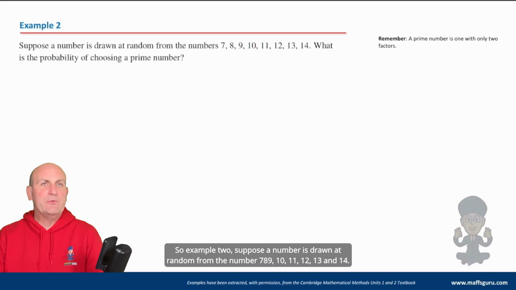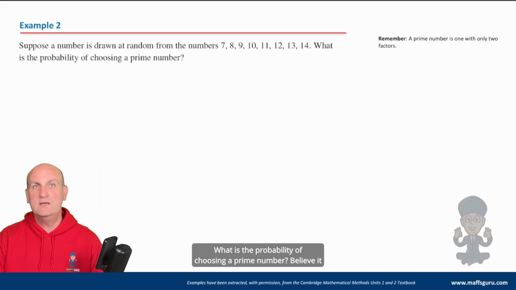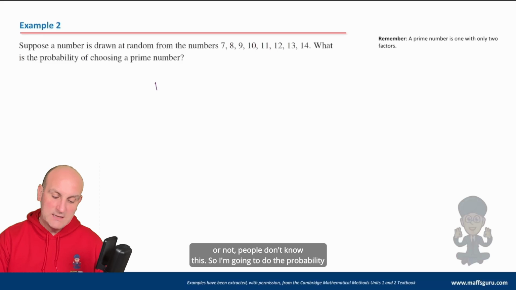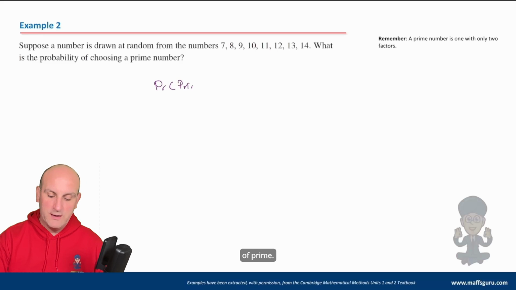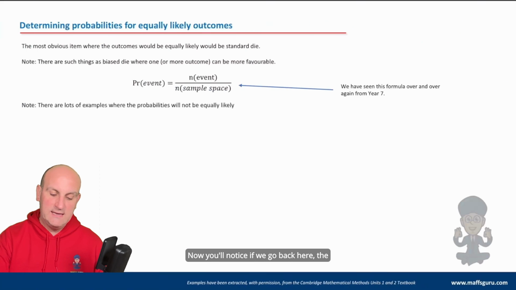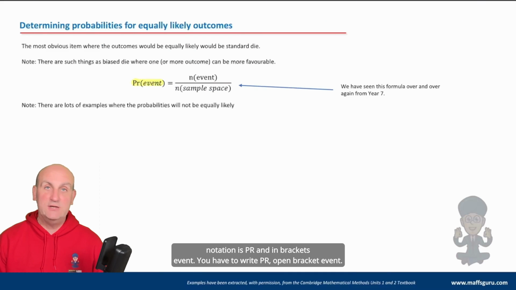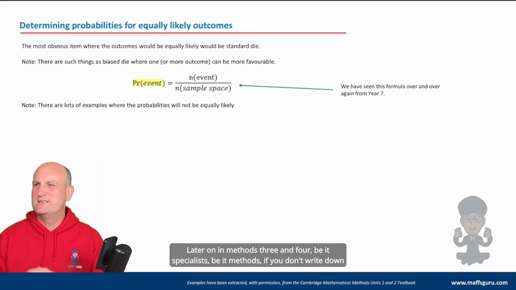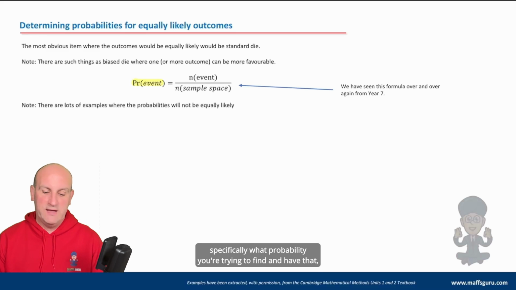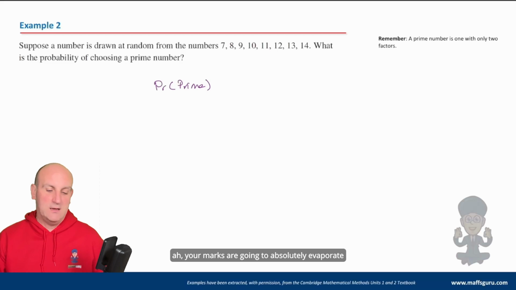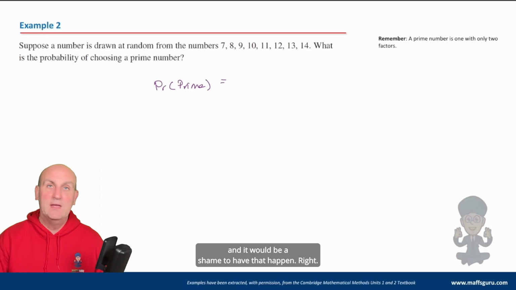So, example 2, suppose a number is drawn at random from the numbers 7, 8, 9, 10, 11, 12, 13, and 14. What is the probability of choosing a prime number? Believe it or not, people don't know this. So I'm going to do the probability of prime. Now you'll notice if we go back here, the notation is Pr and in brackets, event. You have to write Pr open bracket event. Later on in Methods 3 and 4, be it Specialist, be it Methods, if you don't write down specifically what probability you're trying to find, your marks are going to absolutely evaporate, and it would be a shame to have that happen.